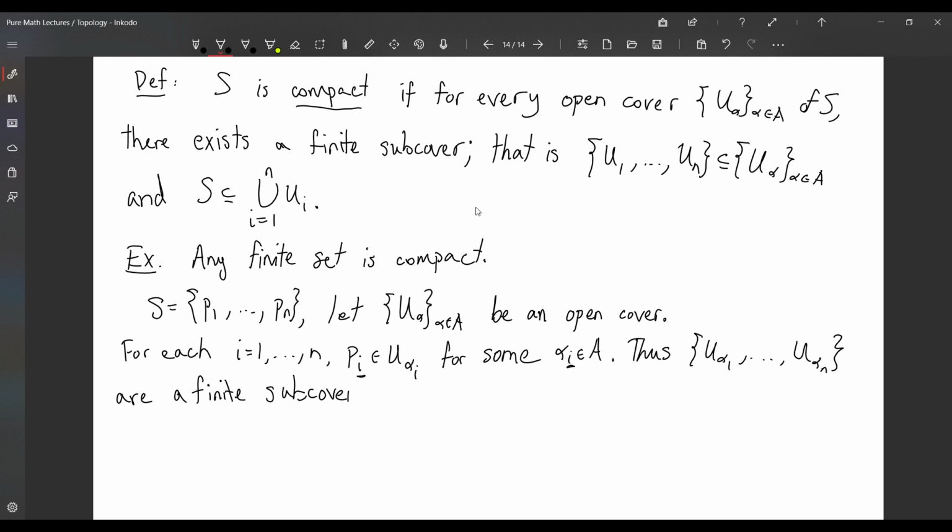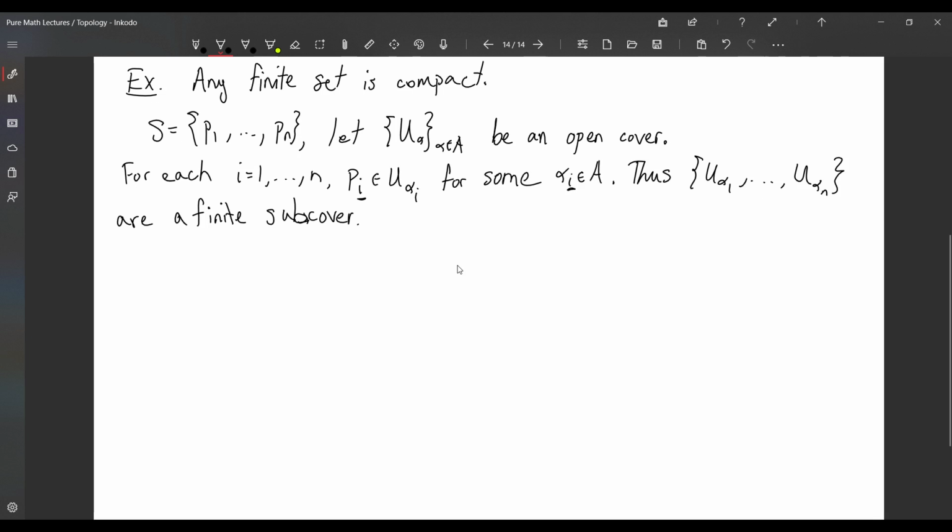Because essentially the process here is that we are picking one open set for each point in S. Clearly we can't do this in general. If S is an infinite set, we can't obtain a finite subcover by this process. But this is an example where we have an easy method to construct our finite subcover.